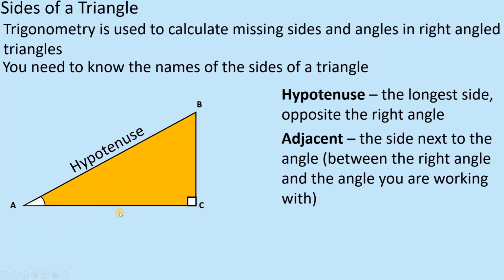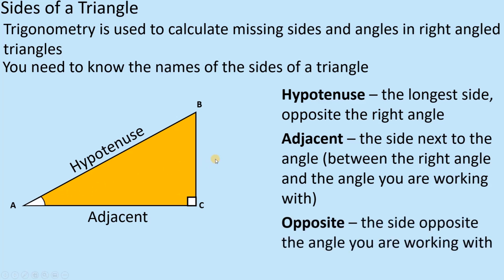I would normally go for this one first, but this one at the bottom is the adjacent. So the side next to the angle, in between the right angle and the angle, is the adjacent. And then this one over here is the opposite. Just to recap, hypotenuse is the longest, the opposite is the one that's opposite the angle, and the adjacent is the one in between the right angle and that angle. So that's how they're labelled.